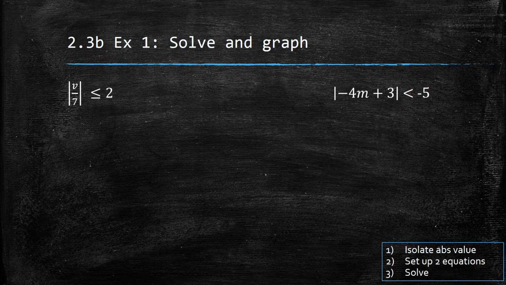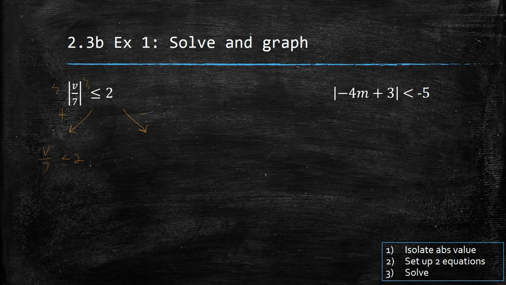So remember that when you're solving these, you need to isolate the absolute value. So nothing on the left, nothing on the right. Once it's isolated, you can break it up into your two inequalities. Okay, you have your positive side, which you just copy down what you have. You have v over 7 is less than or equal to 2.